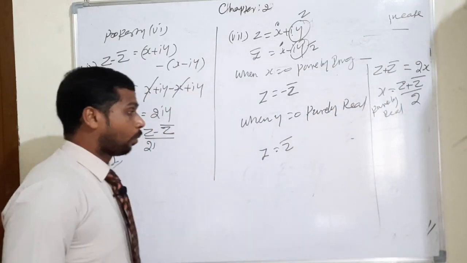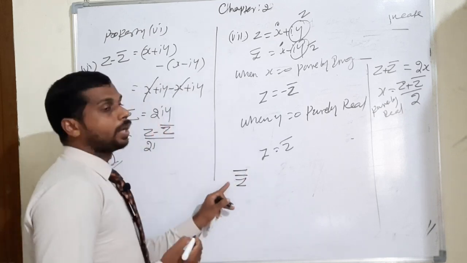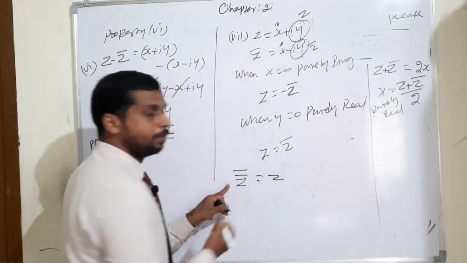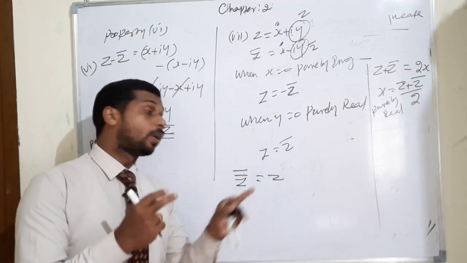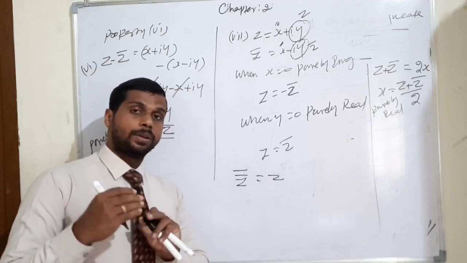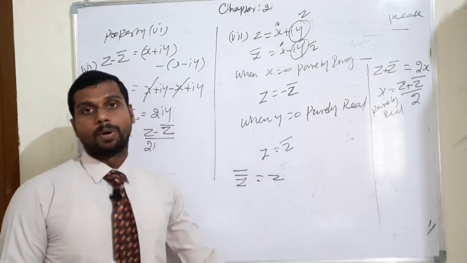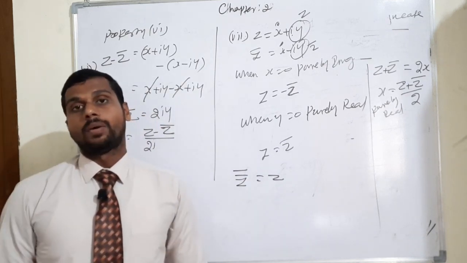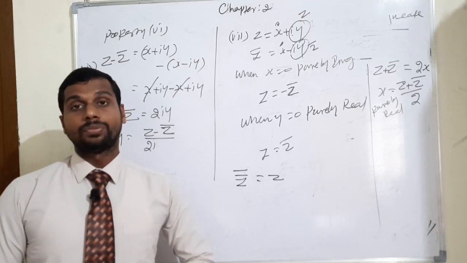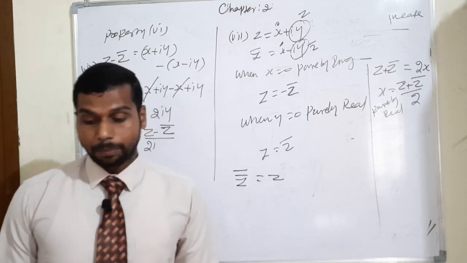One of the last properties: Z bar the whole bar means the same Z will be repeated. Whatever the Z is, the same Z comes back. Z double bar is called Z. This is also important. Now I am moving to continuation of exercise 2.3 and related examples.